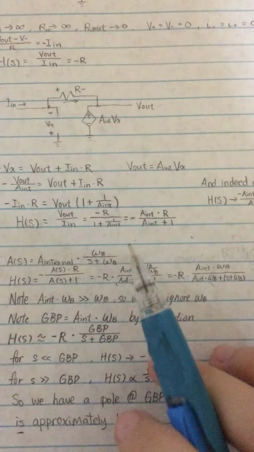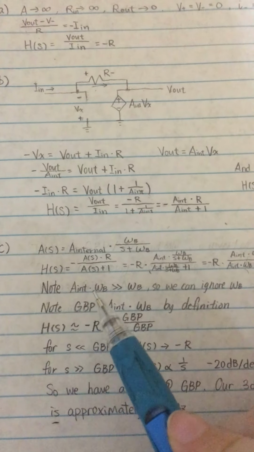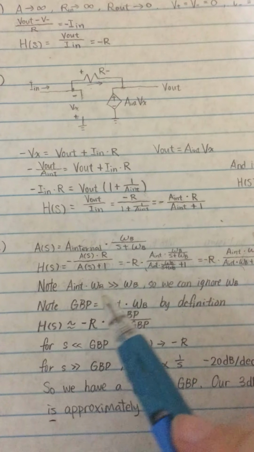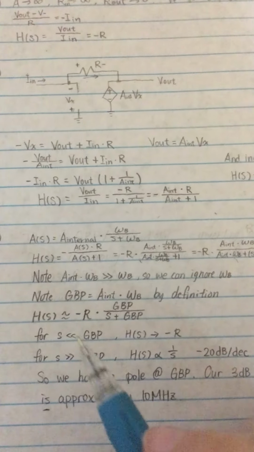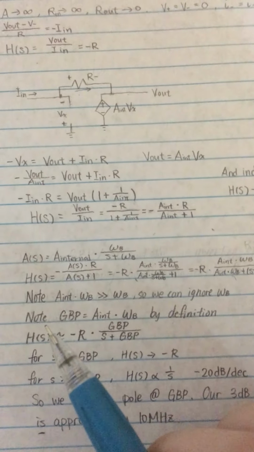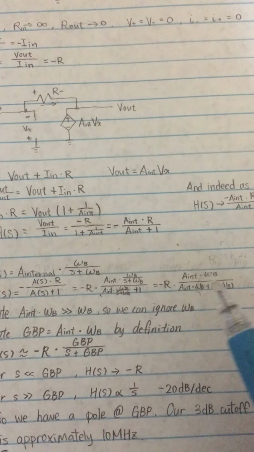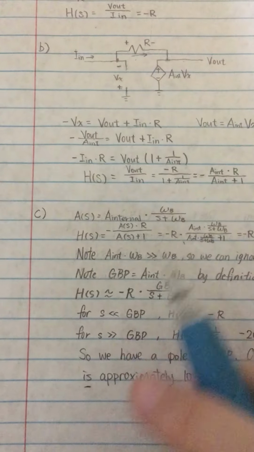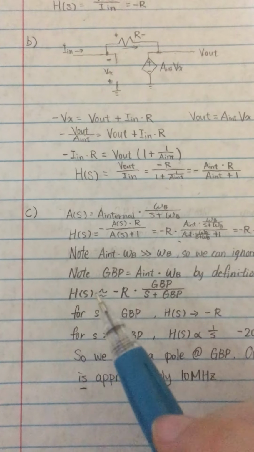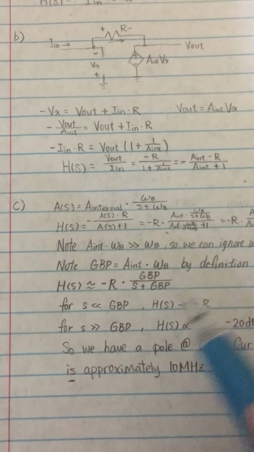We can further simplify the equation for our approximation, because A int times omega B should be much larger than omega B. So we can basically ignore this term. And also, we know that by definition, GBP equals A int times omega B. So we can replace every instance of A int times omega B by simply GBP. So we get HS is approximately negative R times GBP over S plus GBP.